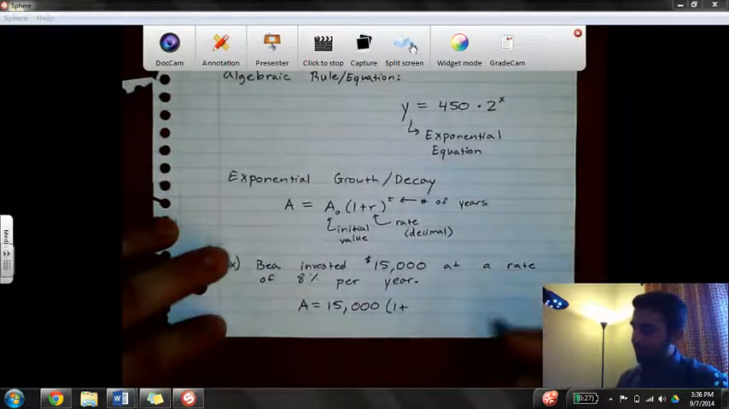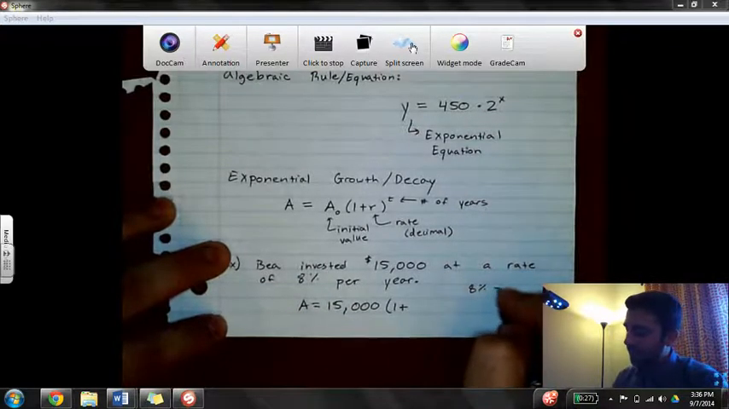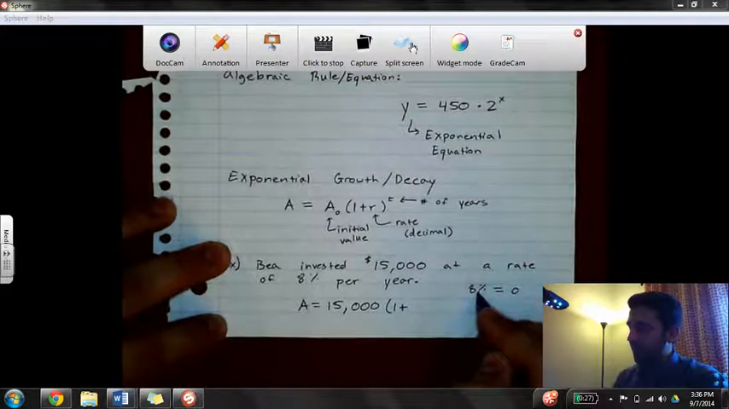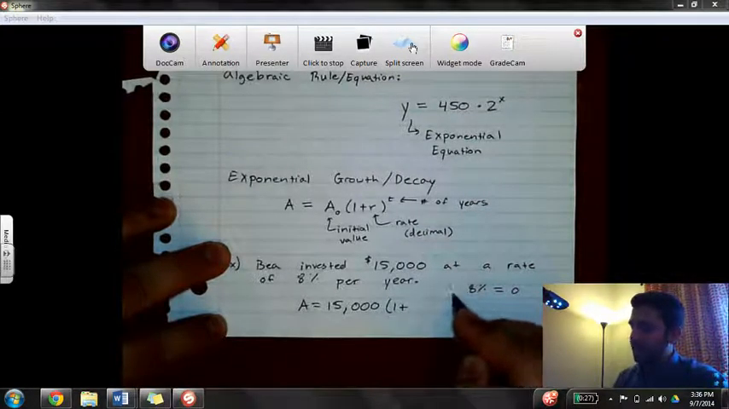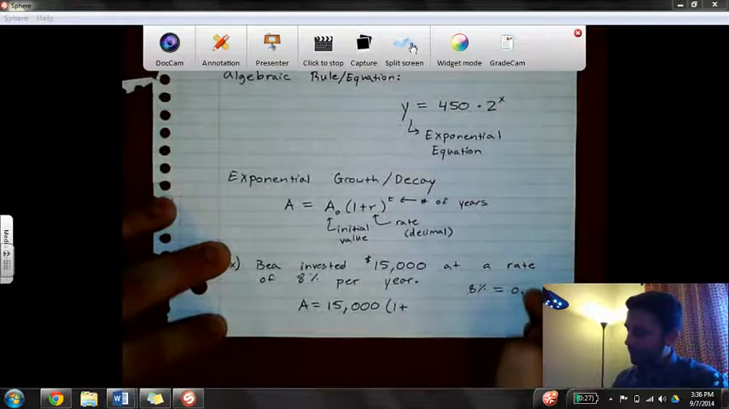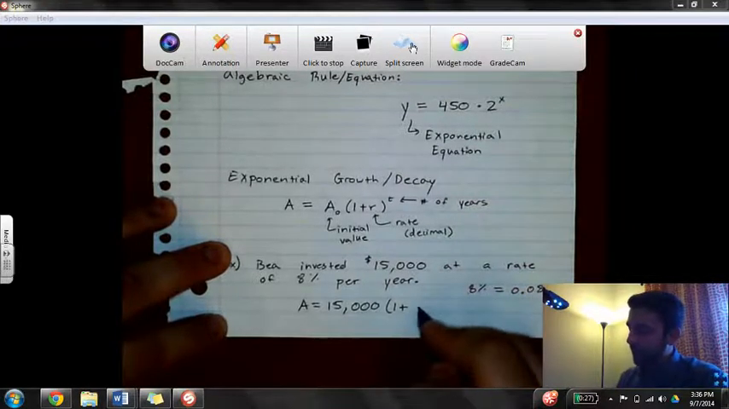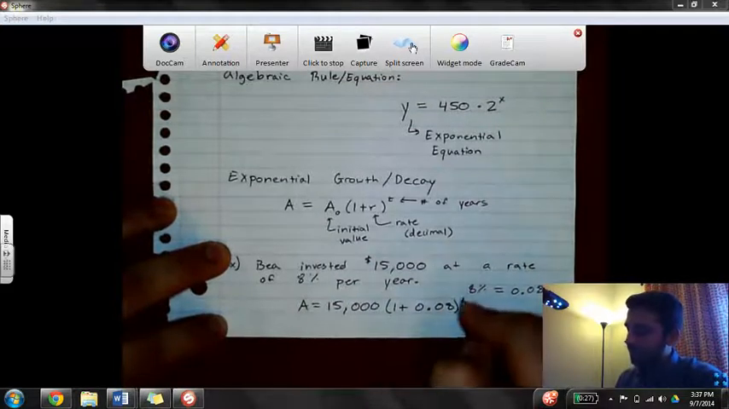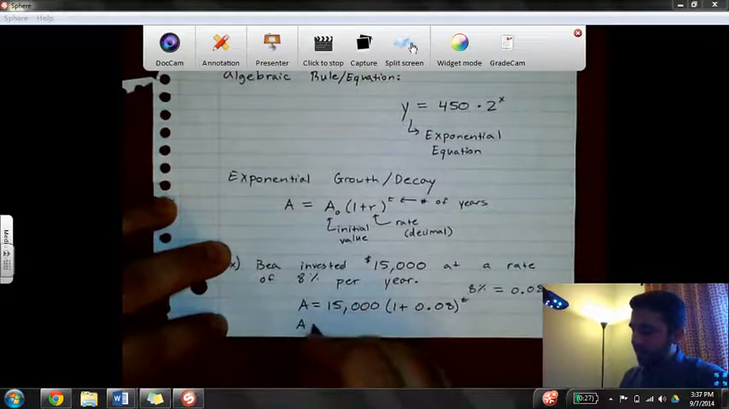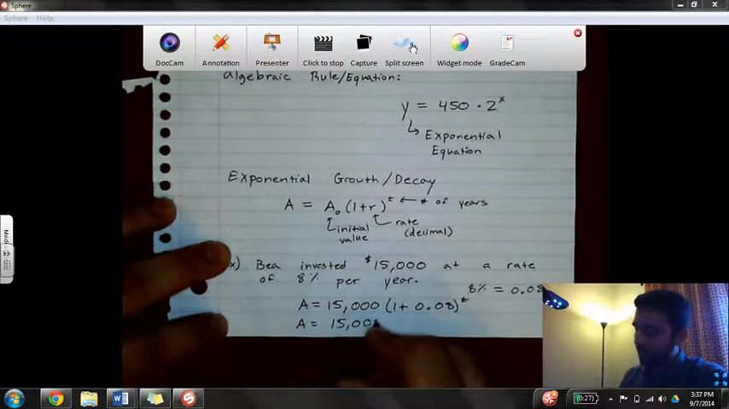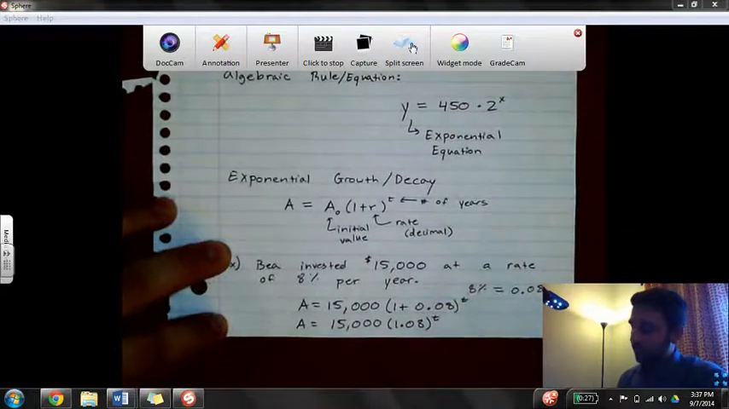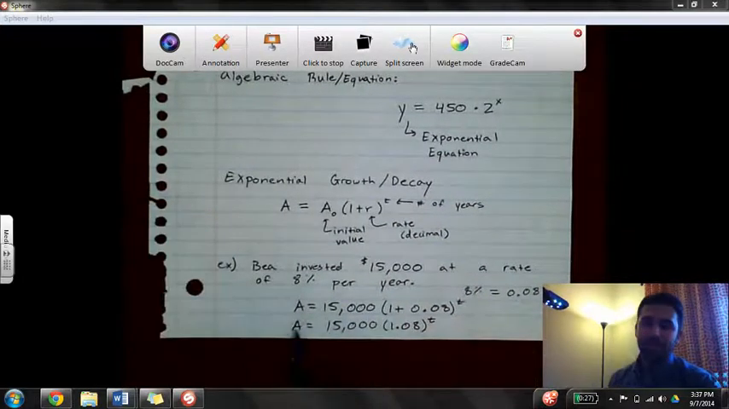Now remember, when we have a percent, we can represent it as a decimal by moving the decimal of the 8 to the left 2 places. And so my rate as a decimal is 0.08 raised to t. And I could simplify this further by simplifying what's in parentheses to say 1.08 raised to t. And this would be an equation that models this situation.